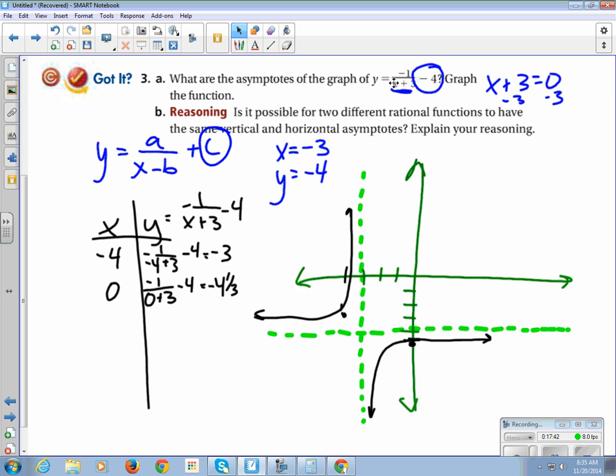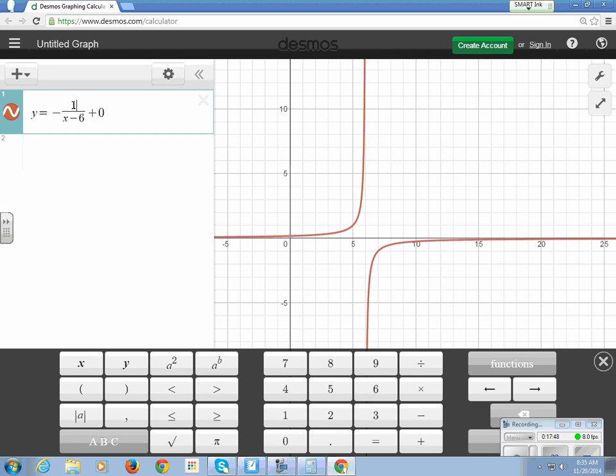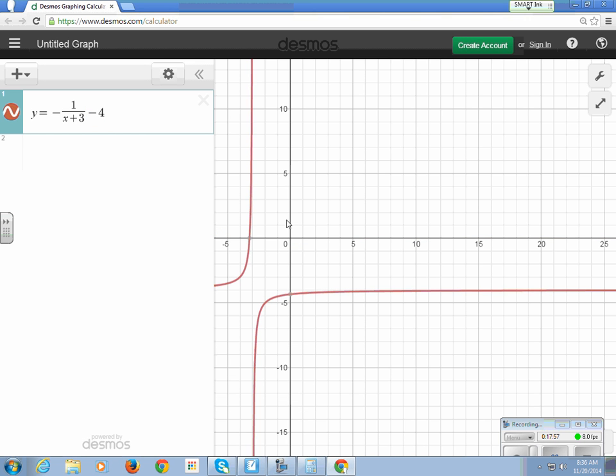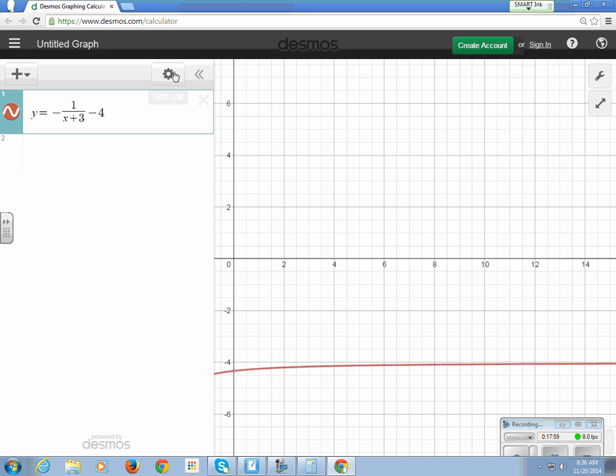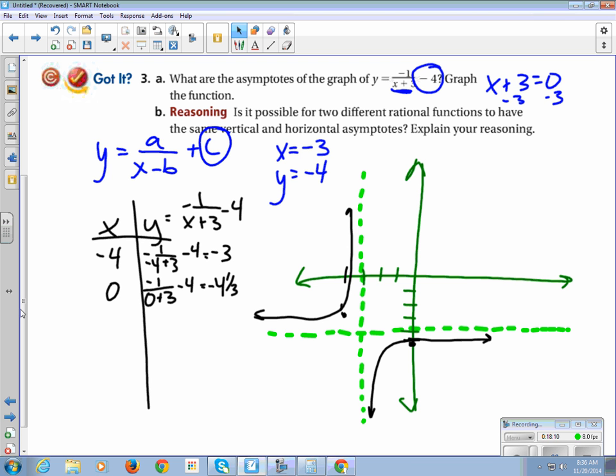Now we're going to check it using the asymptotes. -1 over x plus 3 minus 4. See if I can remember that. -1 over x plus 3 minus 4. Look at your graphs. Does it match the graph that we drew? So once we can find the asymptotes, the rest of it is pretty easy.